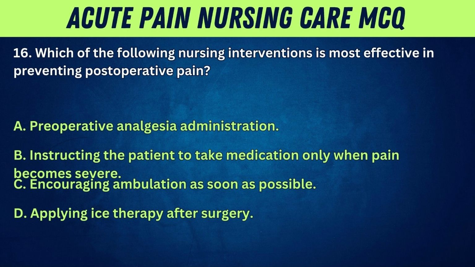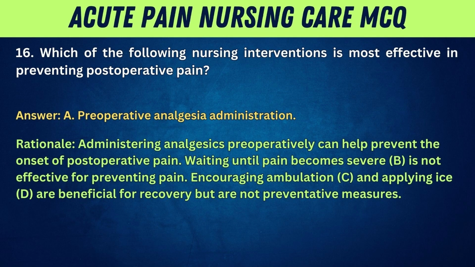16. Which of the following nursing interventions is most effective in preventing postoperative pain? A. Preoperative analgesia administration. B. Instructing the patient to take medication only when pain becomes severe. C. Encouraging ambulation as soon as possible. D. Applying ice therapy after surgery. Answer. A. Preoperative analgesia administration.